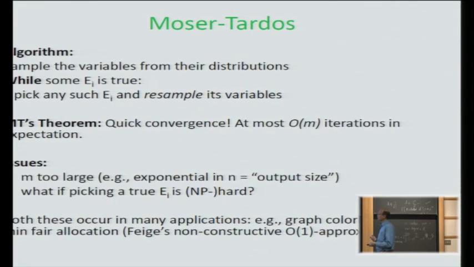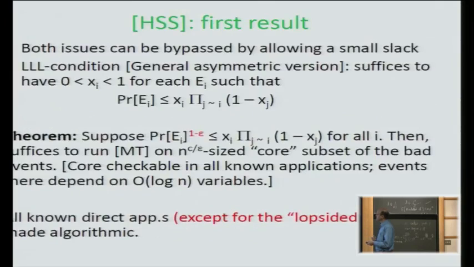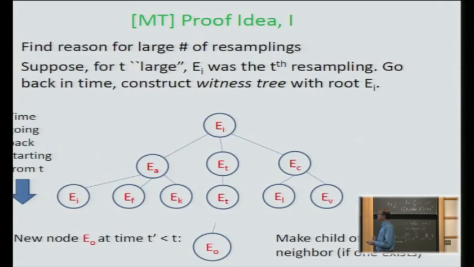So you want to bound the number of iterations basically. You do an initial sampling and then you keep doing resamplings. And the question is, what is the expected number of resamplings? So we'll count time as the number of iterations. The proof idea is really this: you want to find a reason for a large number of resamplings. At time 0 you do the initial sampling, at time 1 the first resampling, and so on.